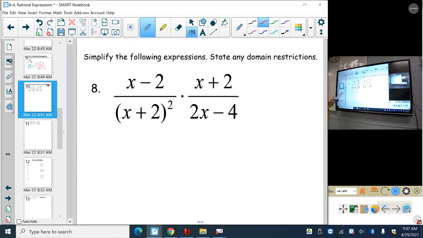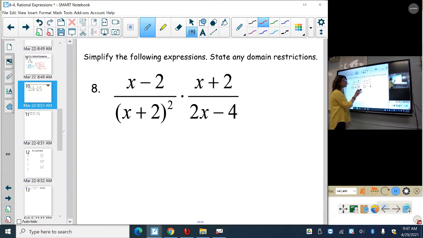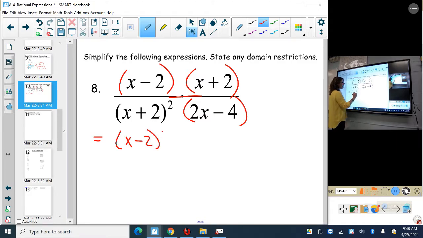Okay, number 8. Number 8, a little bit harder. I have 2 of them attached by multiplication here. No problem. What we're going to do is we're going to marry them together and write it as one fraction. So if I do that, put parentheses around all of those and marry them, just like that. Okay? So in my numerator, I cannot simplify.